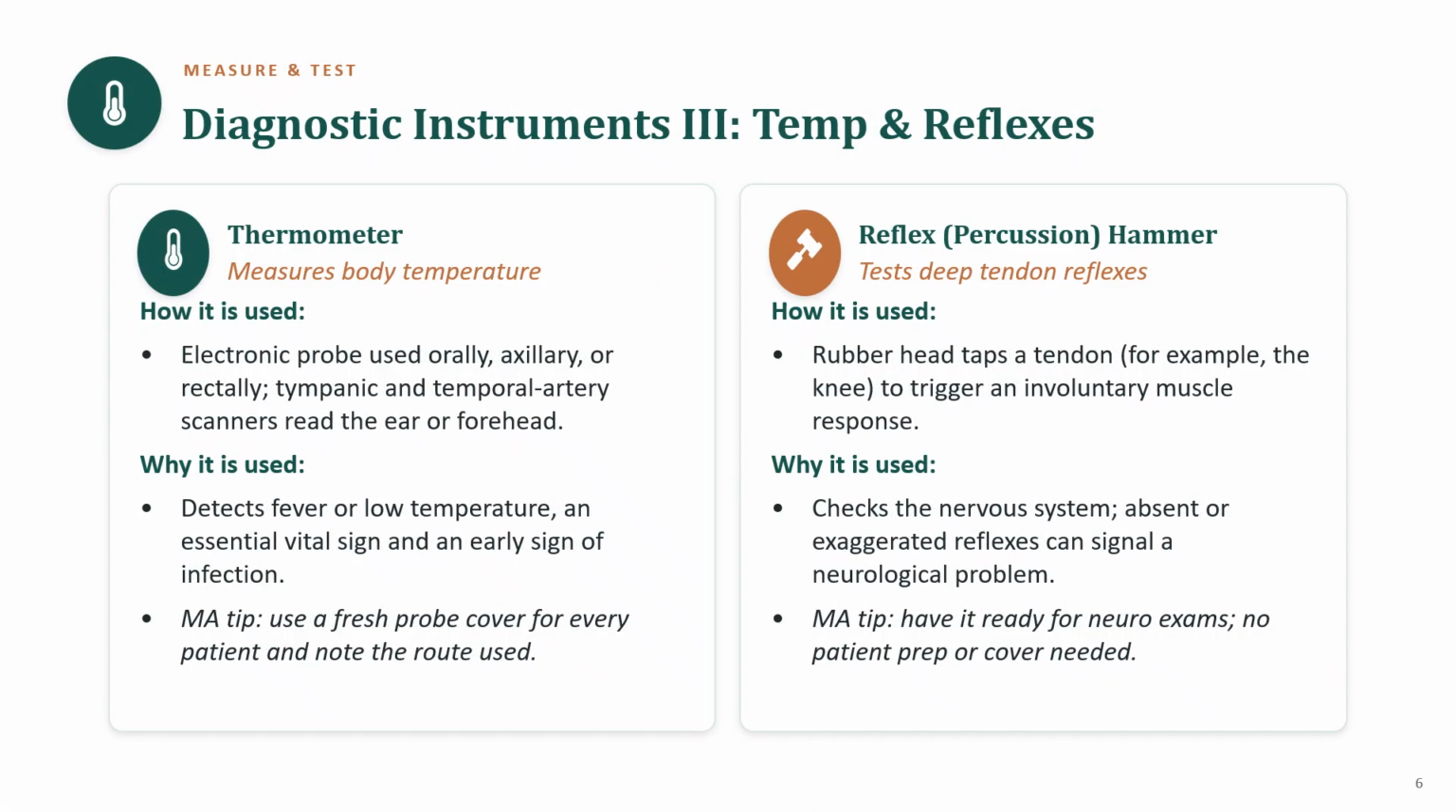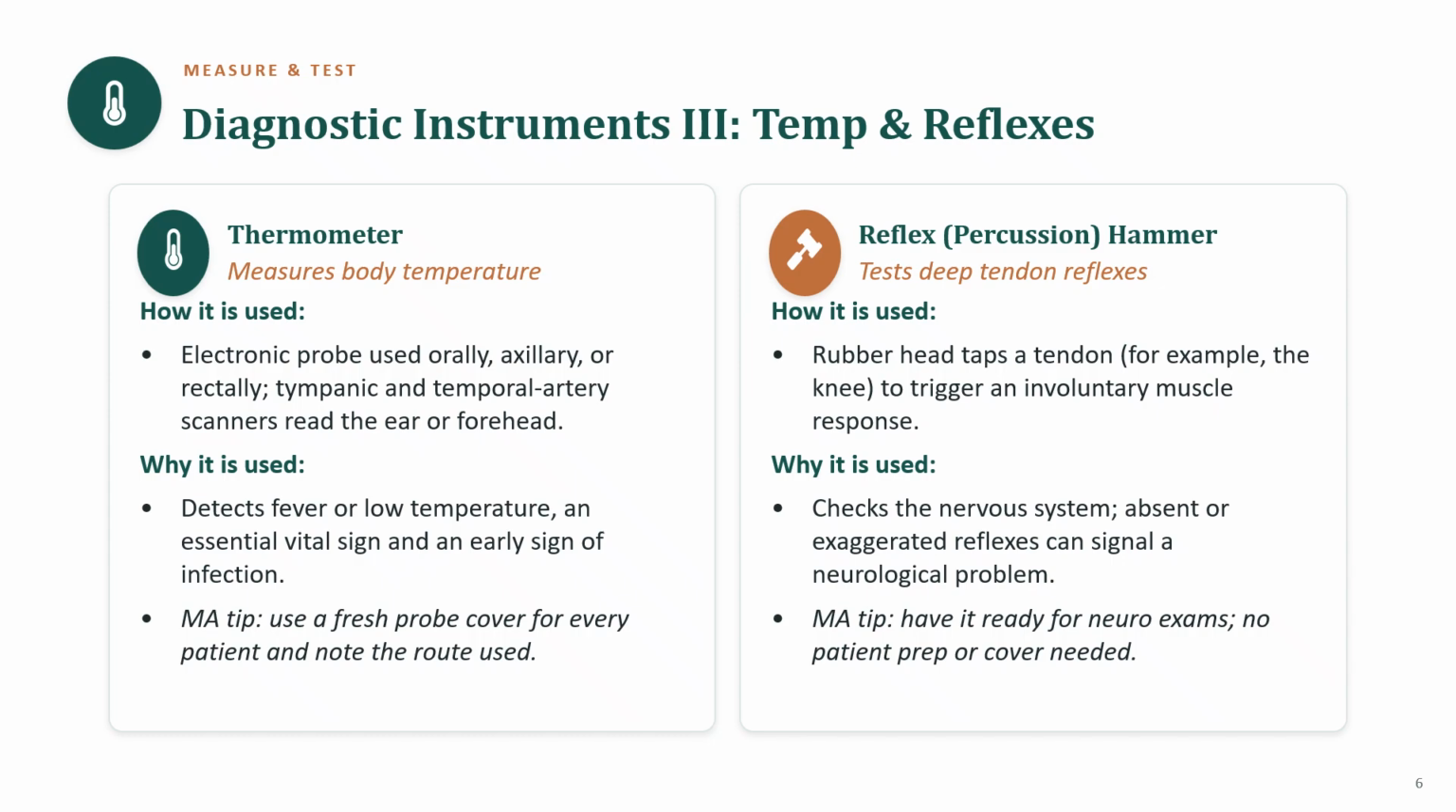Our last pair of core instruments is the thermometer and the reflex hammer. The thermometer measures body temperature, and you have several types. The common electronic probe can be used orally, under the arm, which we call axillary, or rectally. There are also tympanic scanners that read the ear and temporal artery scanners that sweep across the forehead.